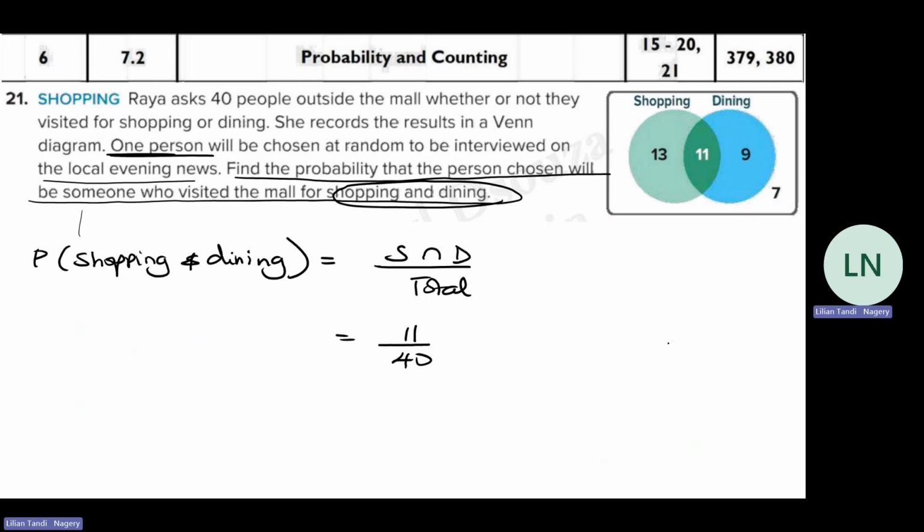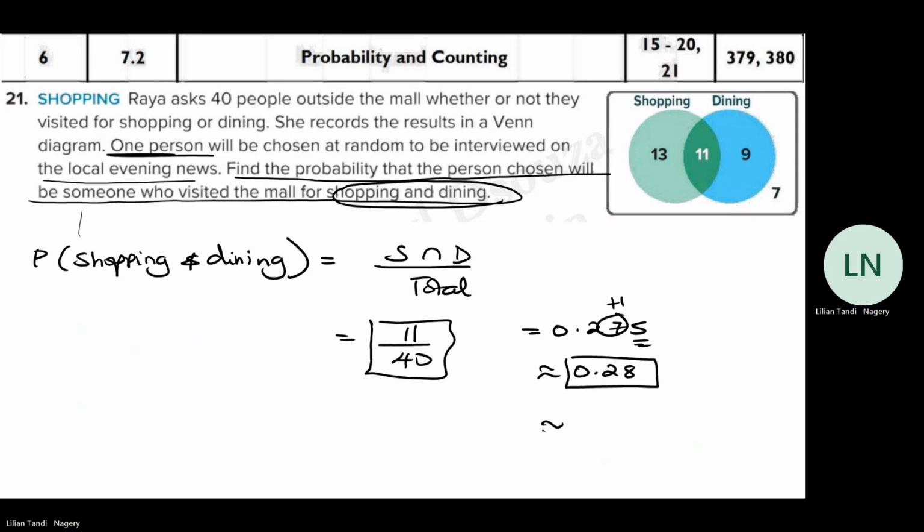Okay? So that's your fraction. Then when you change it to decimal, you should get 0.275, round it to the nearest hundredth. So this is approximately 28 hundredths, and then approximately 28%. And you box your answer. Okay? Make sure you put here or and here or.